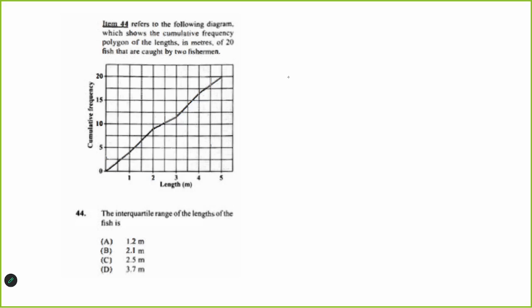So we know Q3 is 15 and Q1 is 5. At 15, when you go down like this and you go like that, that is about 3.7. Then when you go to Q1, which is 5, and you go down and come across, that's 1.2. So the difference, 3.7 minus 1.2, is 2.5. We did this question already.